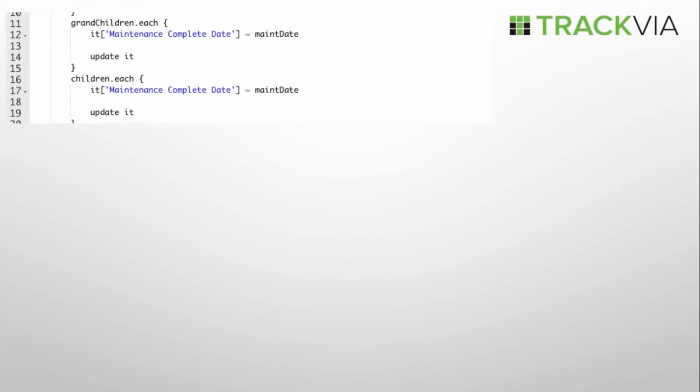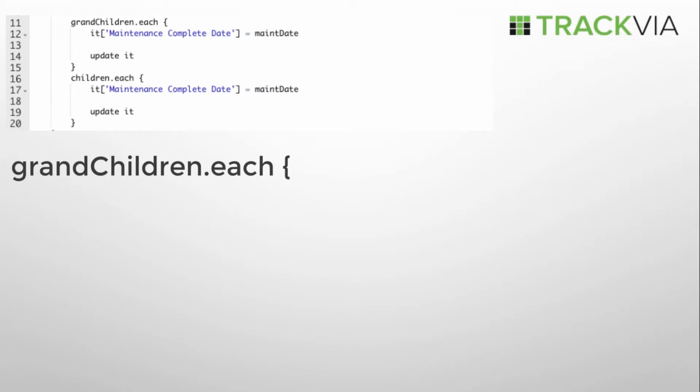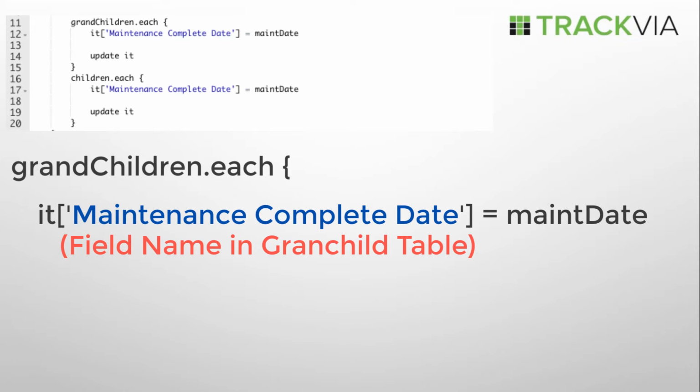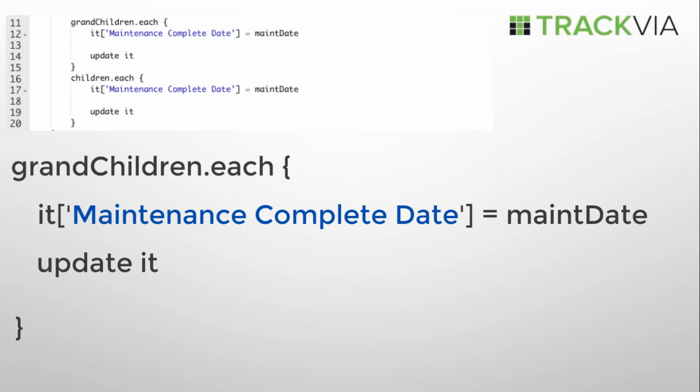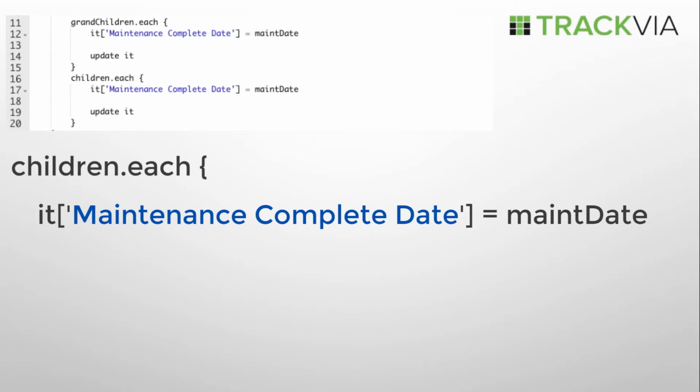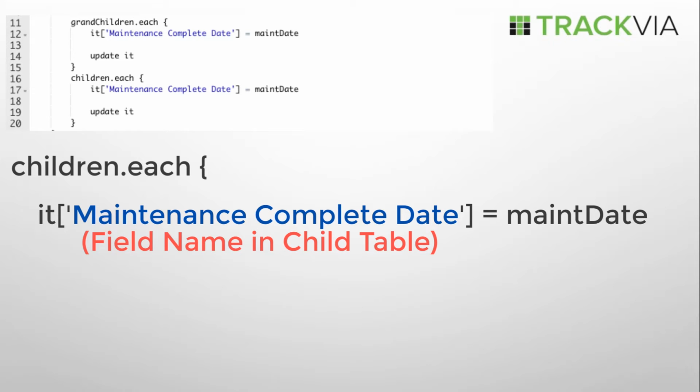Now that I've pulled all those records, I want to go update them. First things first, let's update the grandchildren. Again, we can reference it as the records that are within the grandchild table. Go ahead and update the field maintenance complete date with my defined maintenance date. And then of course we do that with the children. Each record in that specific table associated to this parent, go ahead and update the maintenance date.